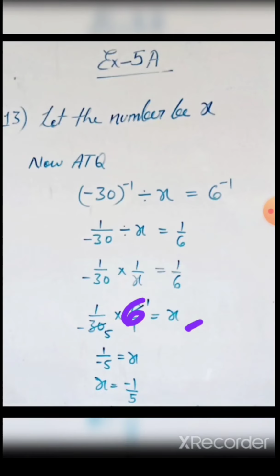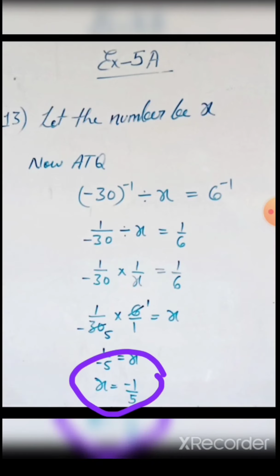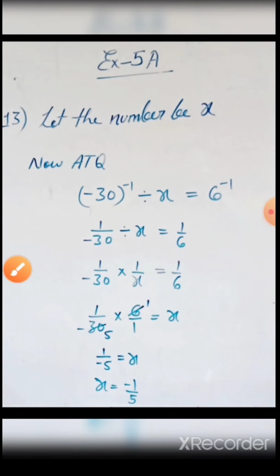And 6x will go there, it will become only x as the multiplier. Now we have 1 by minus 30 multiplied by 6 by 1, so we can divide by cutting. 6 1 times 6 and 6 5 times will be 30. So after multiplication we will get 1 into 1 will be 1 in the numerator, and minus 5 into 1 will be minus 5 in the denominator. So we have got the value of x, it is minus 1 by 5 at the end. You may write the required number is minus 1 by 5.